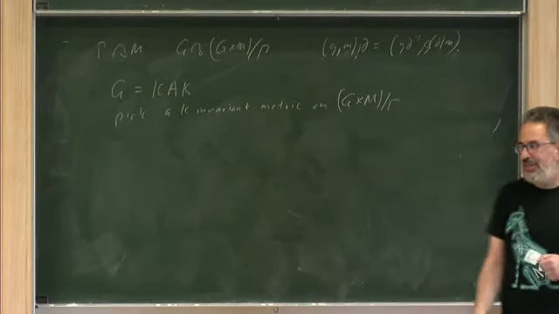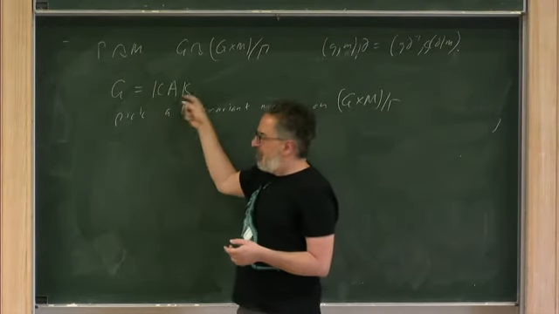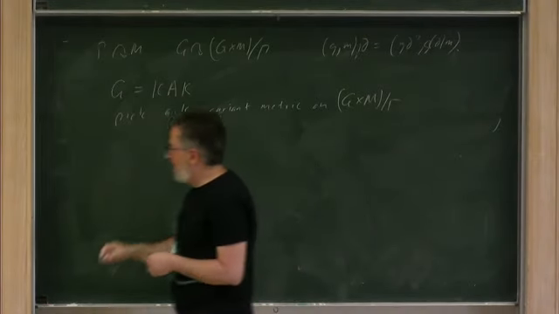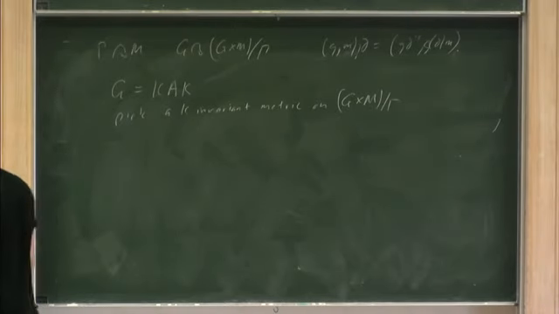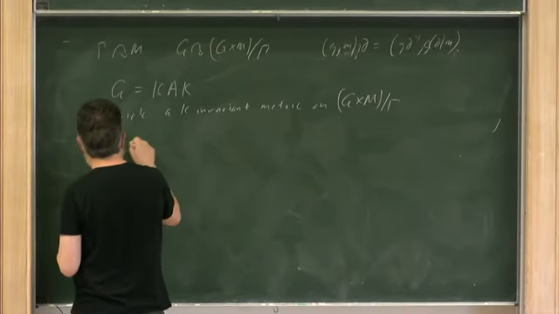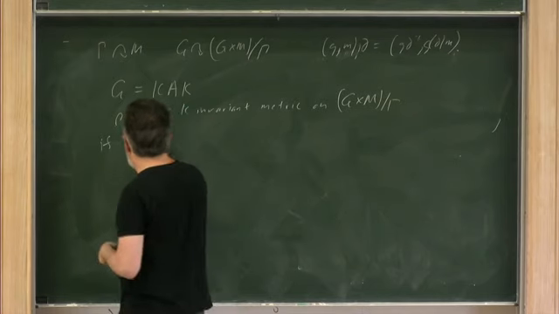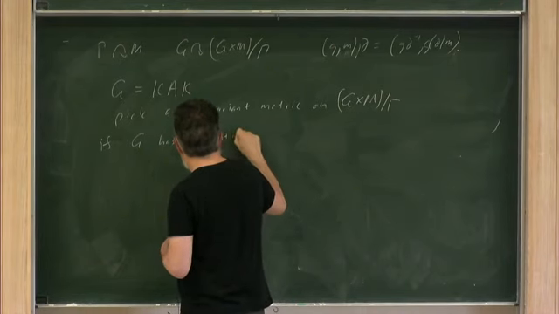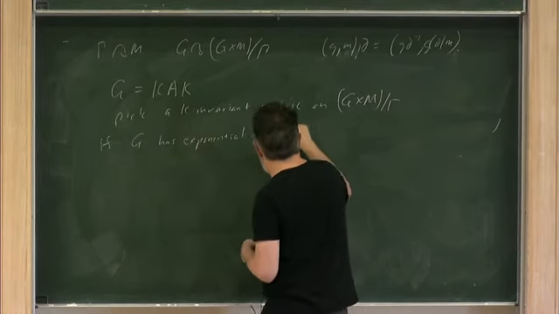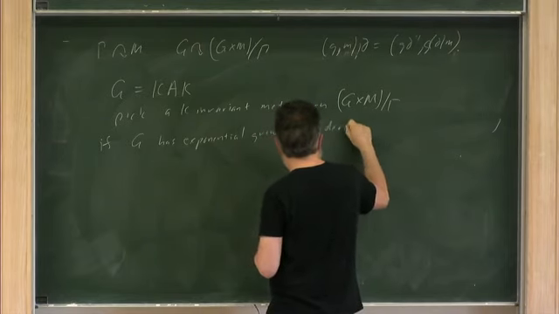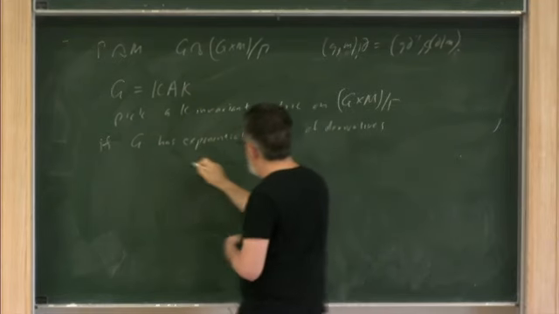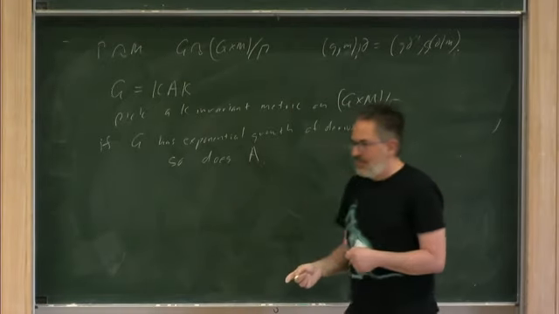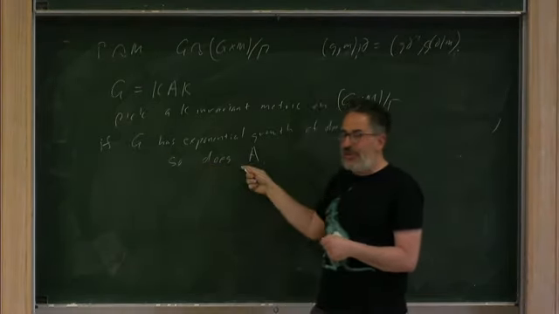So what does that tell me? It tells me that if my derivatives are going to grow, these things act as isometries. So again, by a trivial application of the chain rule, I know that if G has exponential growth of derivatives, by which I just mean that it doesn't have sub-exponential growth, so does A. And this is the reduction from this non-amenable group to this amenable group.